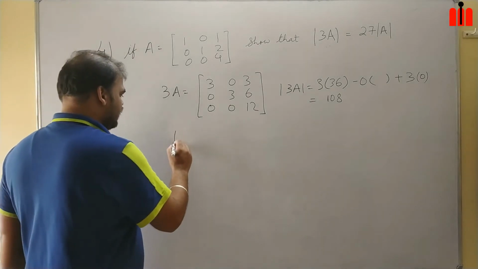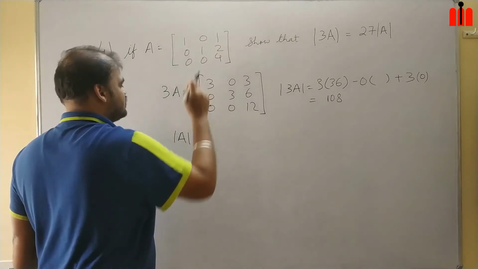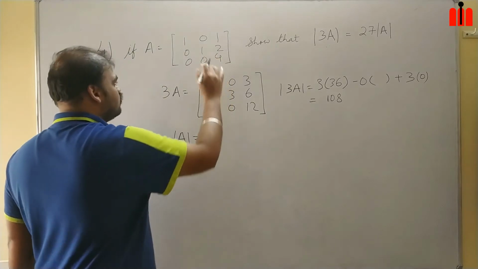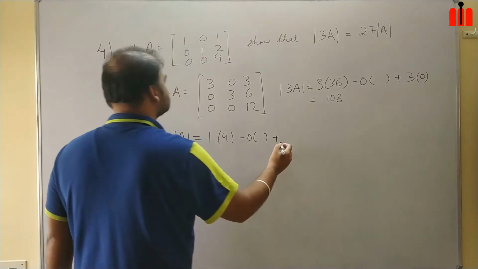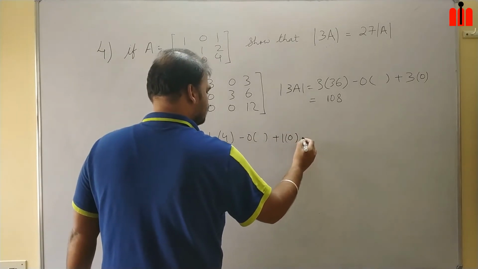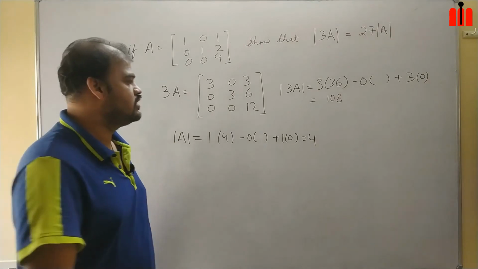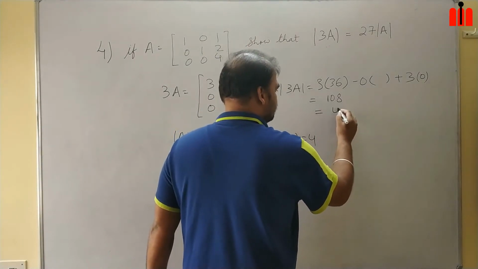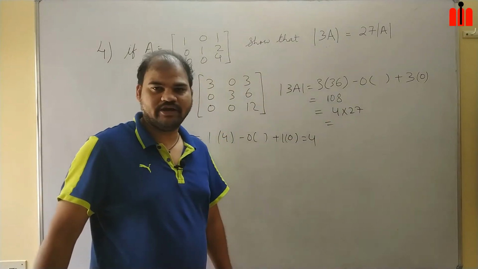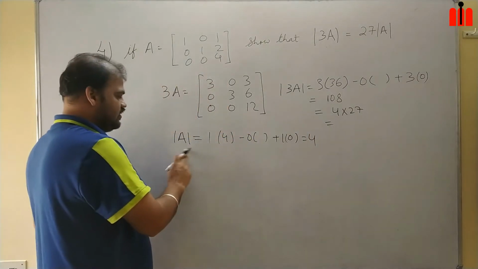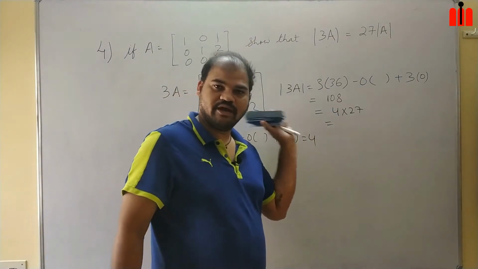Now what is the determinant of A? Determinant of A, I will expand through the first row. So it will become 1 into 4 minus 0 into some 0, it will be 0, plus 1 into 0. So the answer will be 4. So det A will be equal to 4. This 108 can be written as 4 into 27, right? 27 4s are 108. So this 4 you can replace with det A. You can see here 4 is the det A, right? So this 4 can be replaced by det A.